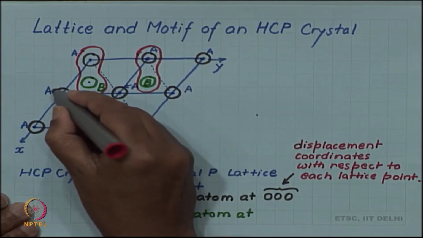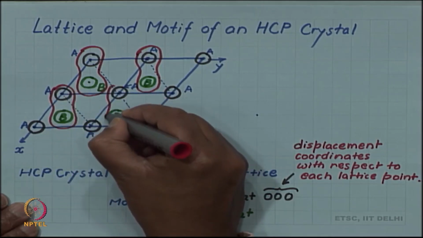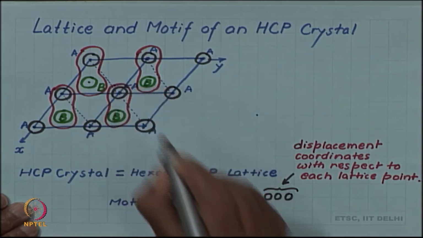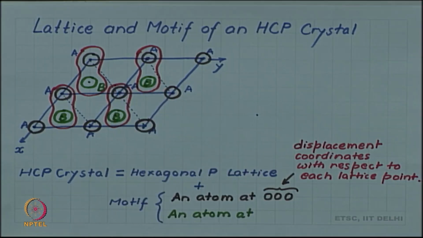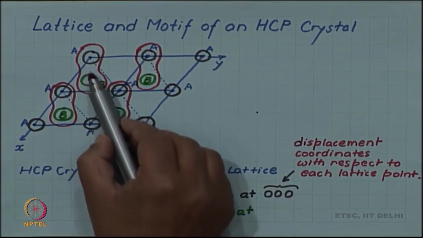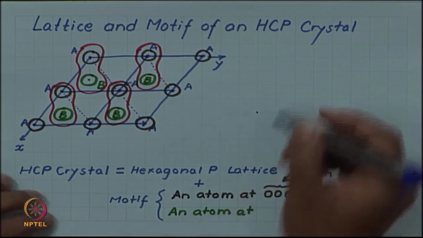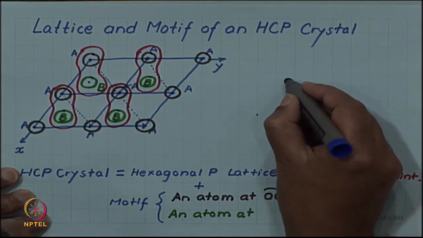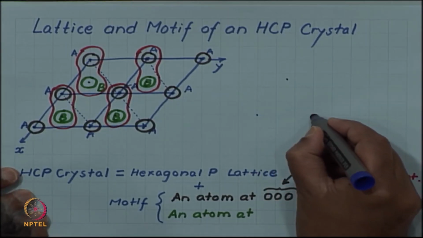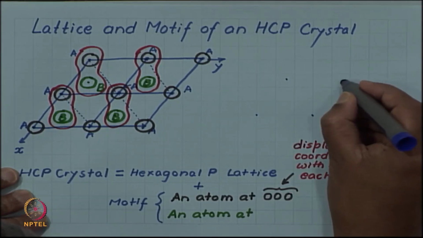So, all lattice points now have not one atom, but a pair of atoms, and this pair of atoms is what is our motif. So, the motif description also includes both the atoms. So, one atom at the lattice point O, another atom at this displaced position, and what that displaced position is, is what we now have to work out. So, I make another unit cell because there it has got very crowded.